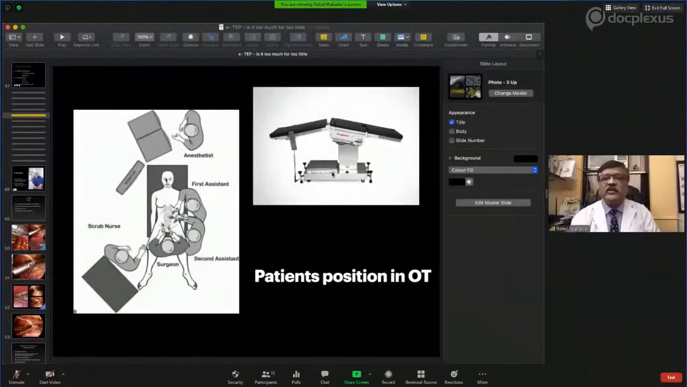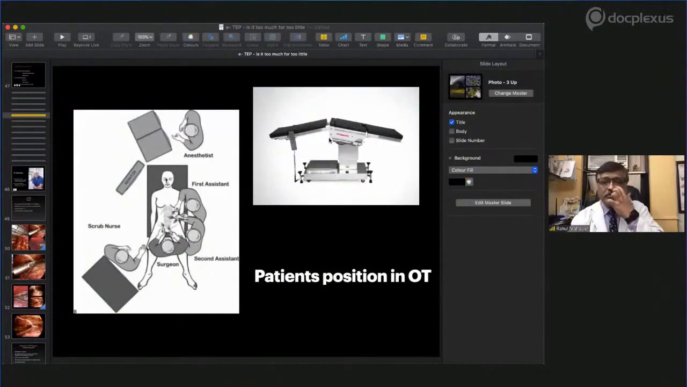This is the position that Sharma sir is talking about, right? This is the breaking of this table, and what Flavio said is right. You have to see that the patient's hip should be at this level, and the rest of the abdomen is above this, and then you should do a leg split position like this.